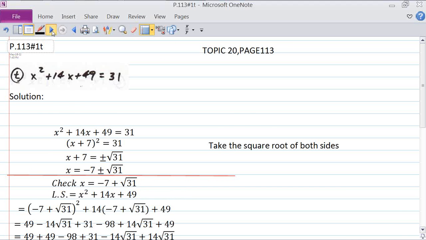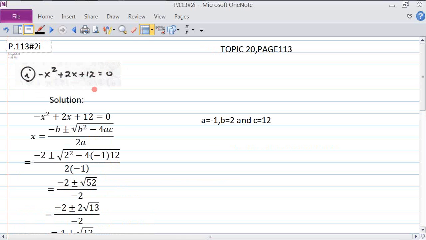So let's now go to problem 2i. Minus x squared plus 2x plus 12 equals 0. Again, there's no easy way to factor this, so we're going to use the quadratic equation. A is minus 1, the coefficient of x squared. B is 2, right over here, and C is plus 12.